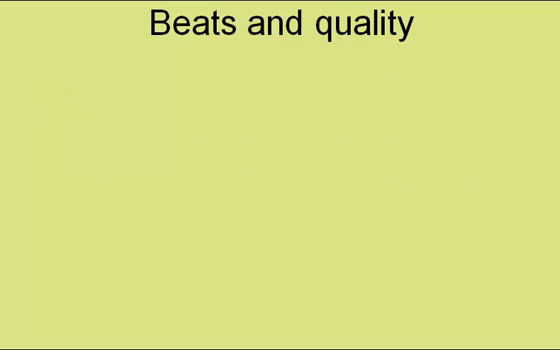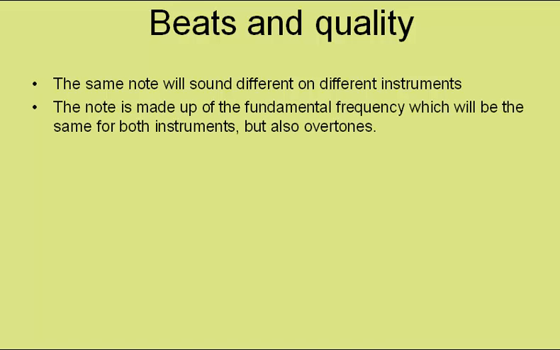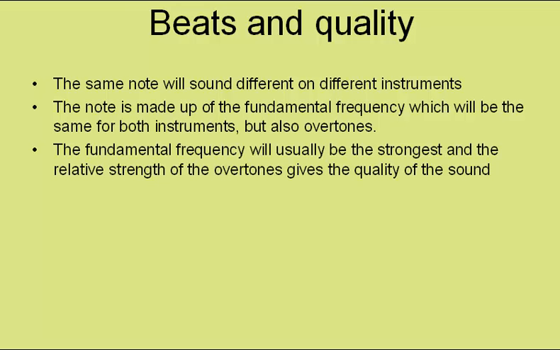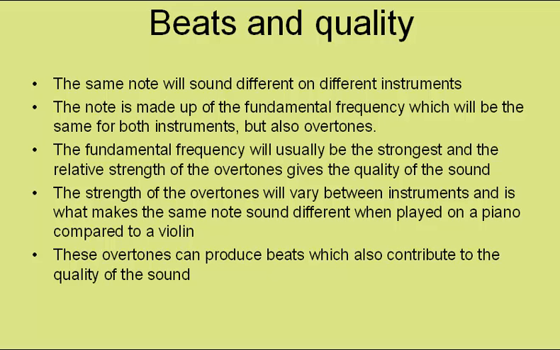Beats and quality. The same note will sound different on different instruments. The note is made up of the fundamental frequency, which will be the same for both instruments, but also contains overtones. The fundamental frequency will usually be the strongest, and the relative strength of the overtones gives the quality of the sound. The strength of the overtones will vary between instruments and is what makes the same note sound different when played on a piano compared to a violin, for instance. These overtones can produce beats, which will also contribute to the quality of the sound.